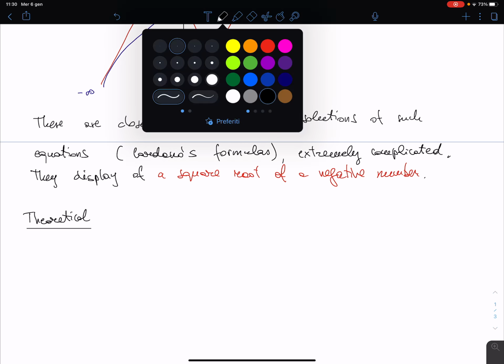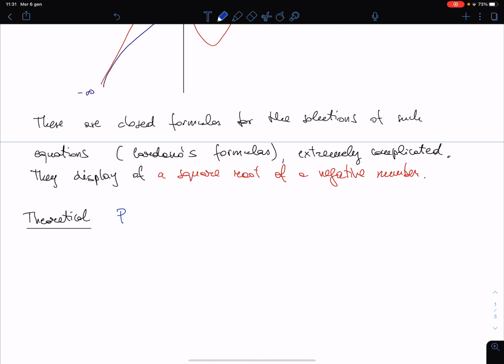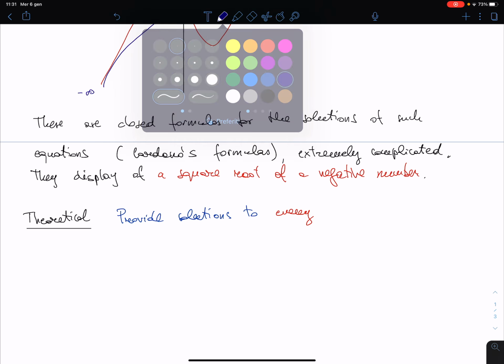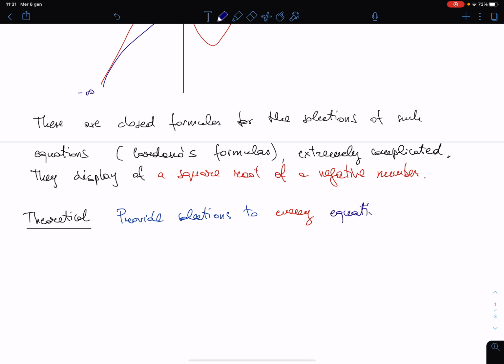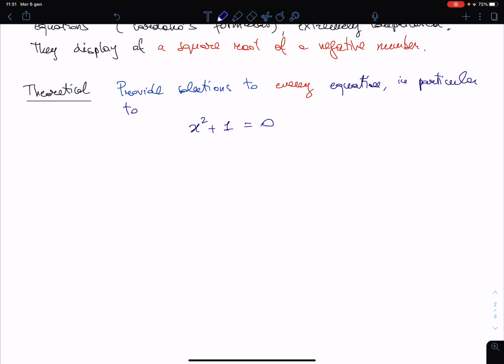So also an elegance of the theorem, and the problem was to provide solutions to every equation, in particular to a simple equation like x squared plus 1 is equal to 0. Of course, this has no solution in the realm of the reals, but we can introduce by hand the symbols for solutions of this equation.